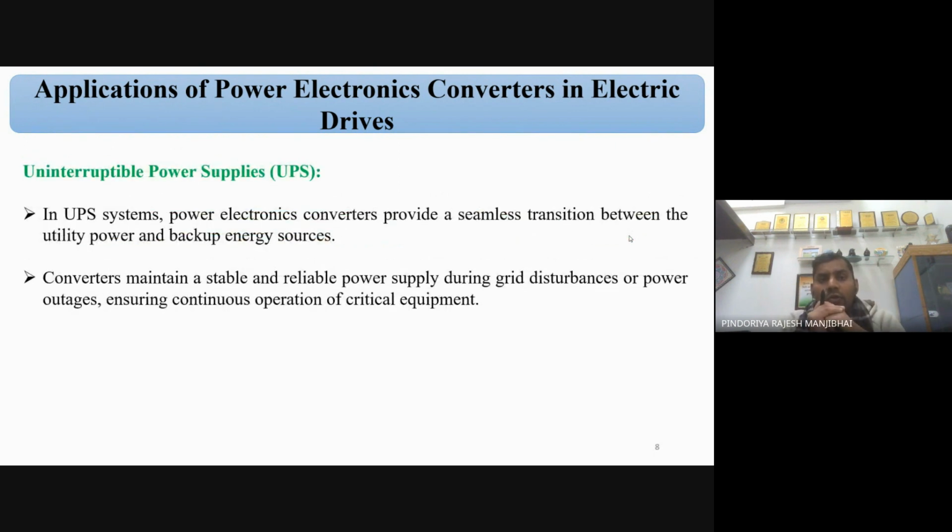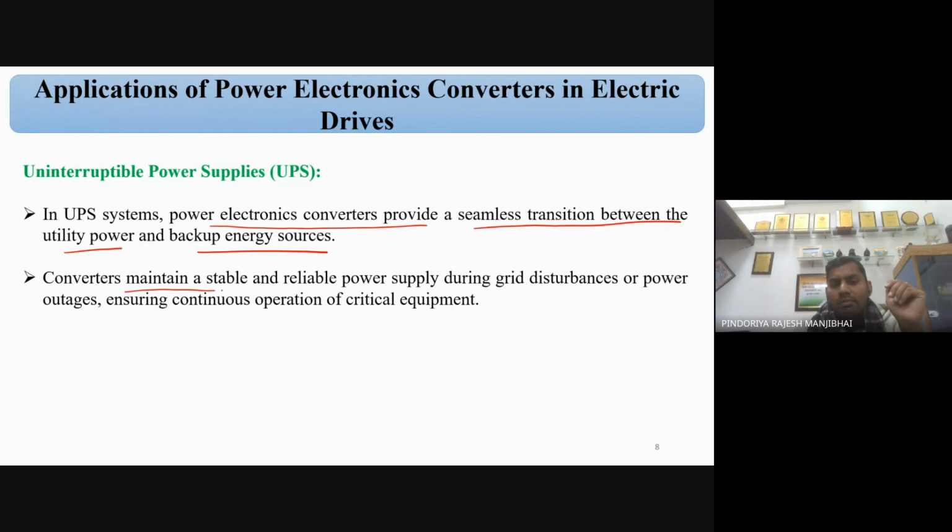Fourth one, that is a UPS. Yes, we know very well about the UPS, that is uninterruptible power supply. So that is the same as a battery. In a UPS system, power electronics converters provide the seamless transition between the utility power and backup energy source. Whenever we say backup, it means your battery. So UPS, an uninterruptible power supply, is nothing but some kind of battery, and it is related to your battery.